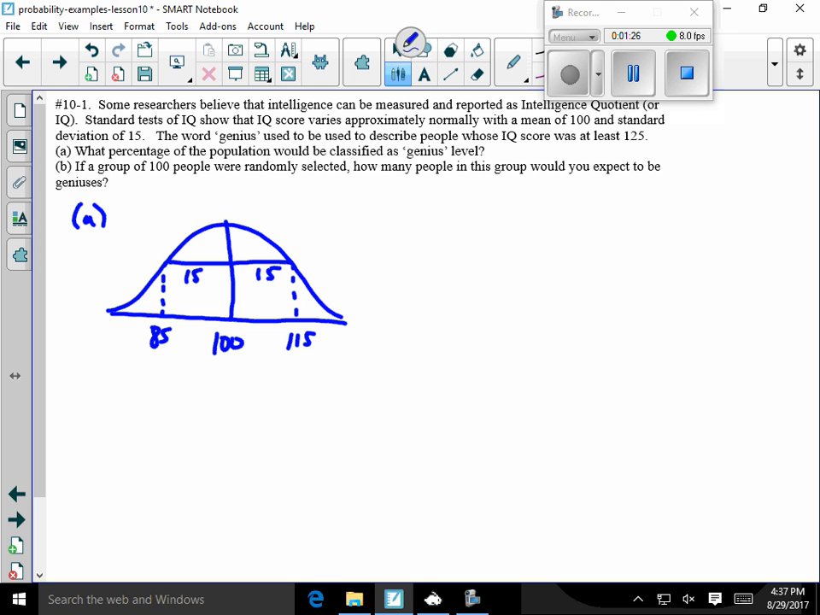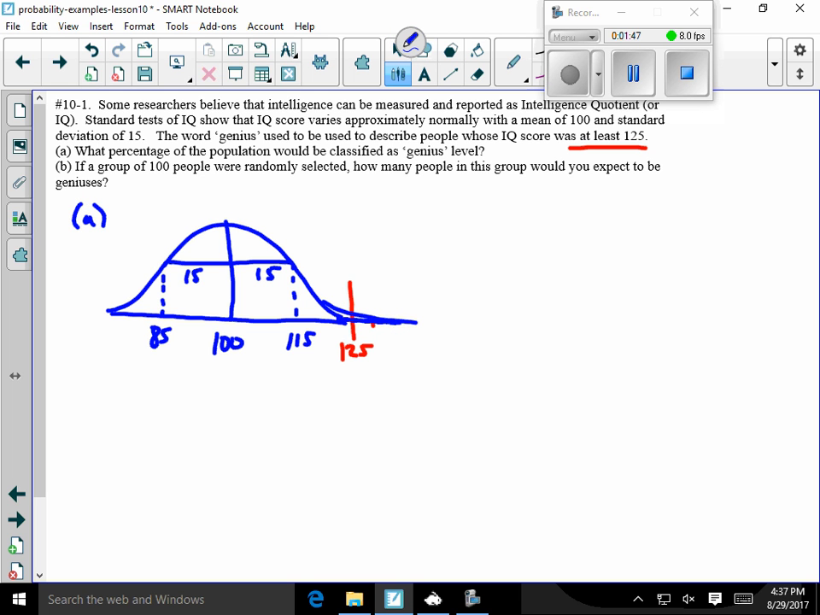So we want to know what percentage of people would be classified as geniuses, and they said that geniuses would be people with IQs of at least 125. So if this is 15, if I want another 15 out here, that would be 130. So 125, I'm guessing, would be roughly right around there. Right?